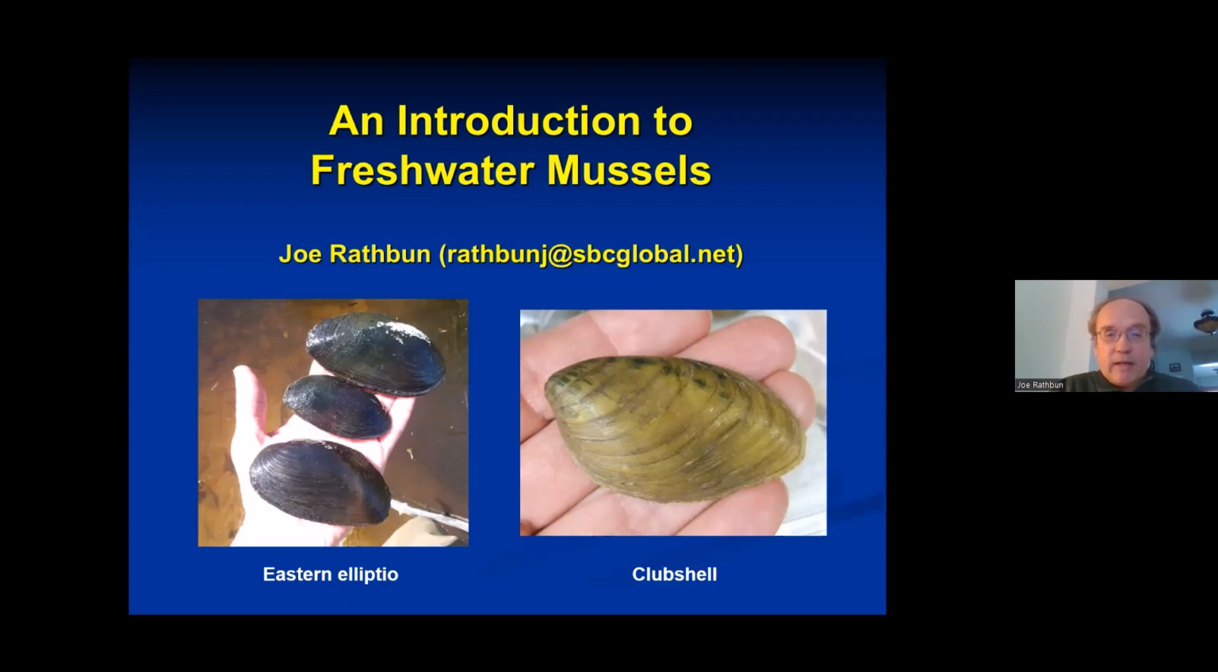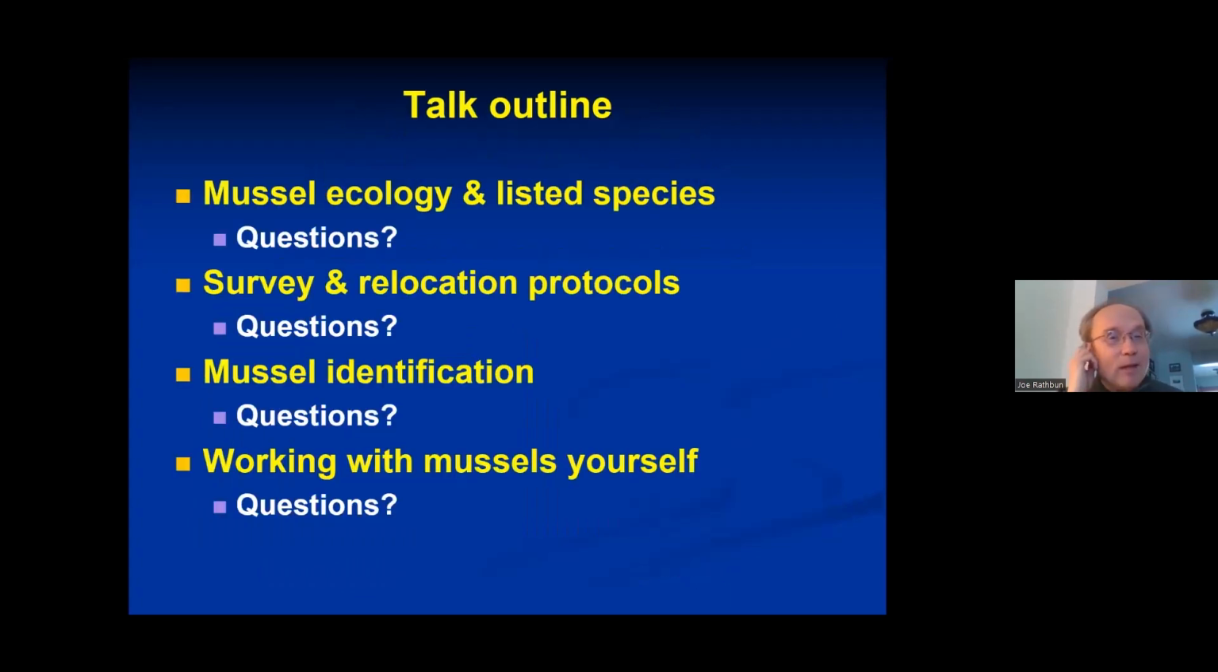Mussels are a very interesting fauna. Snails or crayfish, depending on who you talk to, are the most endangered group of aquatic organisms in the world. The outline of this talk is going to be as follows. We'll have 4 very brief overviews of mussel ecology, survey protocols, mussel identification, and if you want to work with mussels yourself, do your own surveys, do your own IDs, some tips on how to accomplish that. Between each subsection, we will pause for questions. So that's when Joe will read me what you've got in the chat.